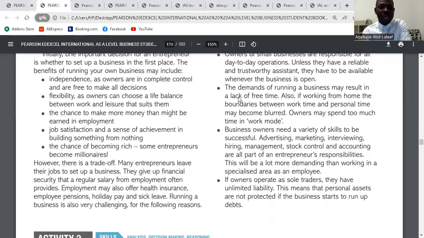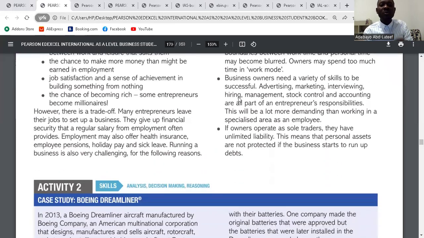So, however, there's a trade-off. Many entrepreneurs leave their jobs to set up a business. They give up financial security that a regular salary from employment often provides. So this is what we call trade-off. So we are giving up. We choose not to be employed to start our business, right? Starting my business means I won't be getting anything from employment benefits. Yeah. So that's the trade-off. I think trade-off is clearer now. Okay, yeah. Now it's better.